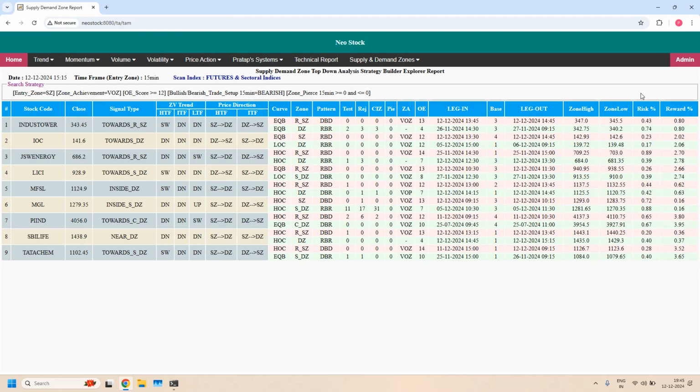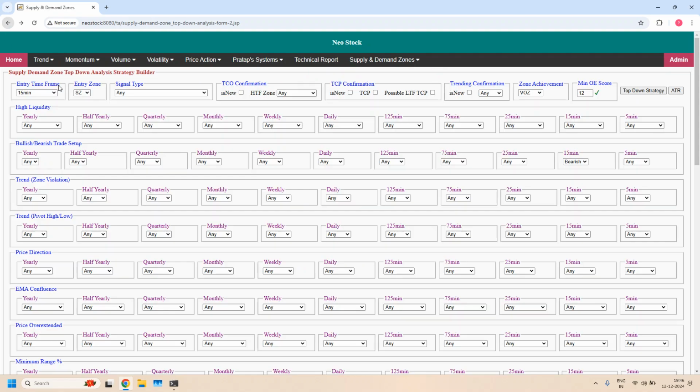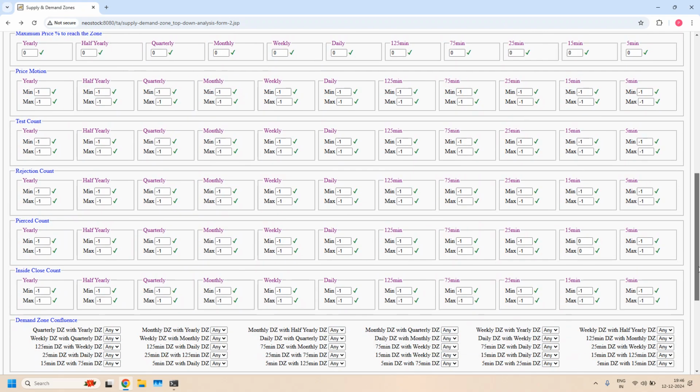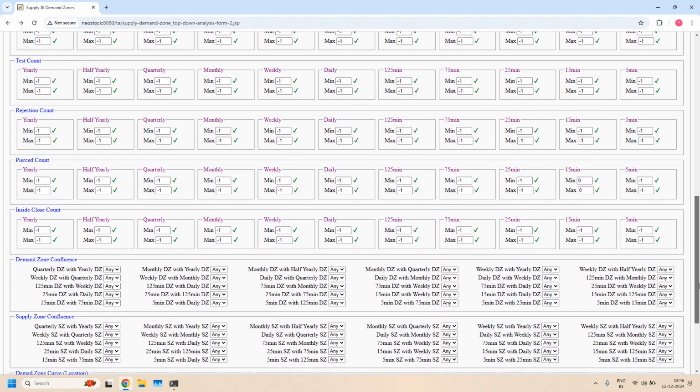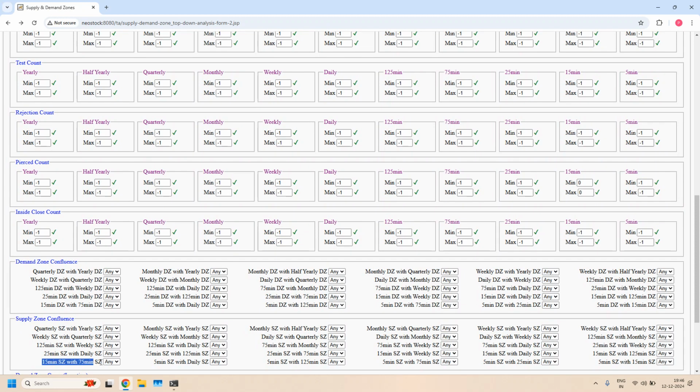Now let us filter the stocks. We got 9 stocks. These 9 stocks are supporting the bearish trade setup for daily income trade. The entry zones are 15-minute supply zones. Out of these 9 15-minute supply zones, some high probability setup supported zones might be available. We need to filter them. The first filter is based on LTF and ITF supply zone confluence. That is, the 15-minute supply zone having confluence with the 75-minute supply zone. So I am enabling the filter 15-minute supply zone with 75-minute supply zone confluence.